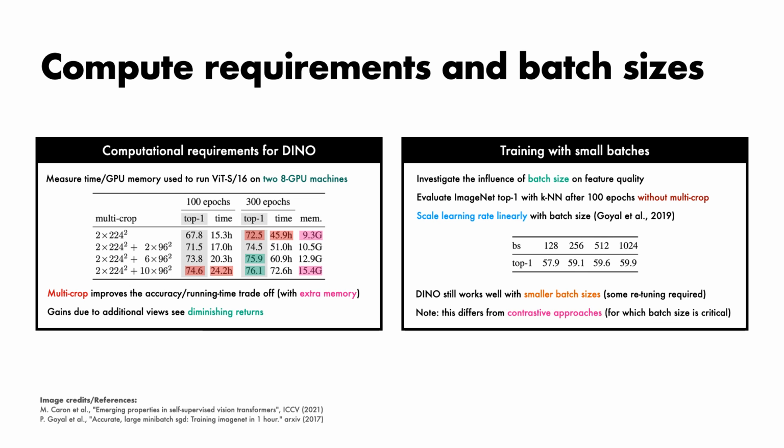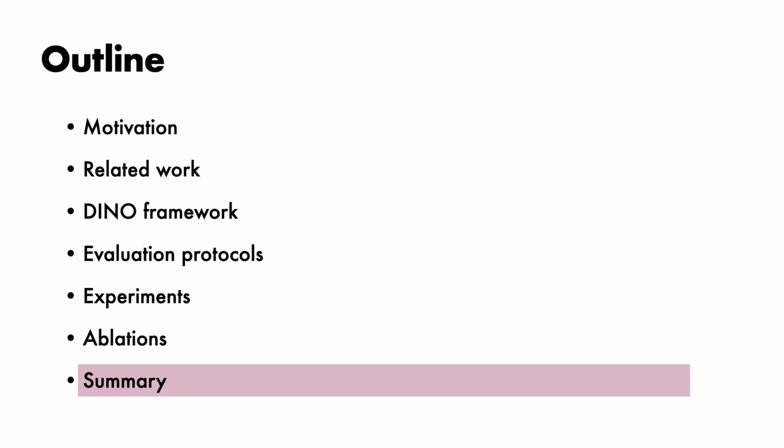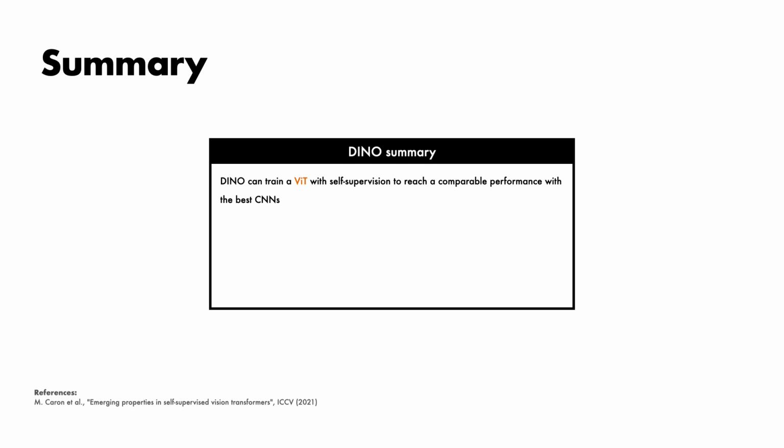One point to note here is that this robustness to batch size differs from contrastive approaches, for which the batch size is critical. Okay, let's wrap things up with a summary. This work introduced DINO, which can train a vision transformer with self-supervision to reach a performance comparable to the best convnets that are trained for this scenario.